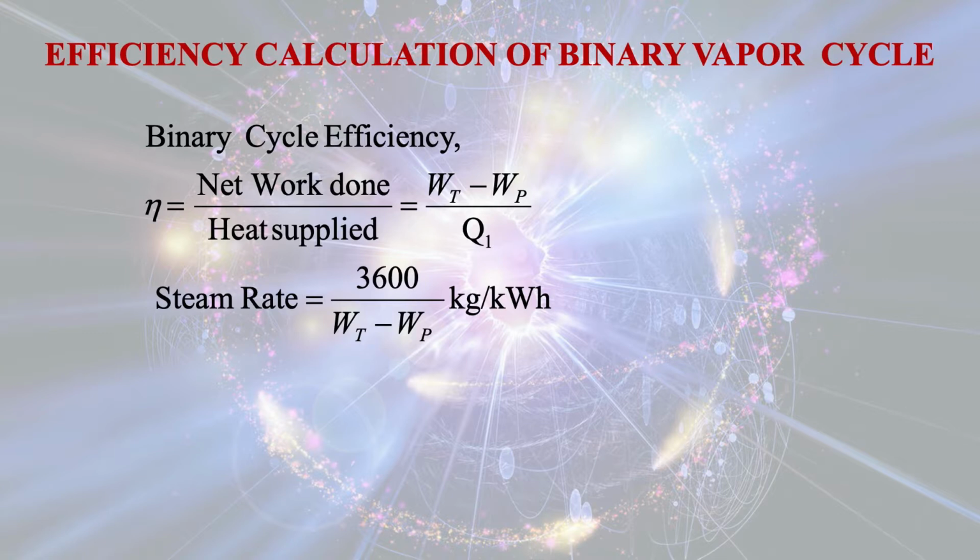Now steam rate is equal to 3600 divided by (WT minus WP). Unit is kg per kilowatt hour. Dear learners, here you see that 3600 is there in the numerator. Why? Because we have to convert the steam rate per hour. That's why we have to multiply the numerator by 3600. That's why the steam rate comes as 3600 divided by (WT minus WP).